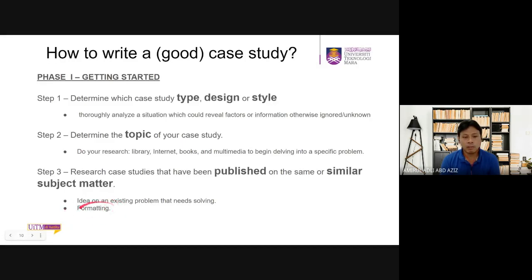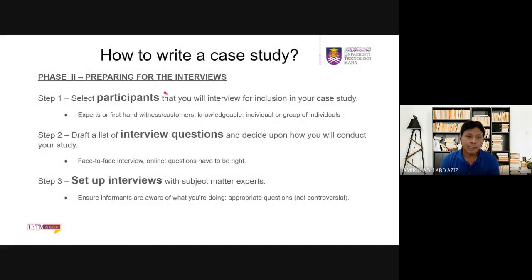Okay, ni format ni yang paling penting because there are several types of case studies and each may have different formats. So I'm not going to touch on format in this session. So that's why you have to find out case studies yang related so that you can have some insights on their formats. Okay. Now phase 2, preparing for the interviews.